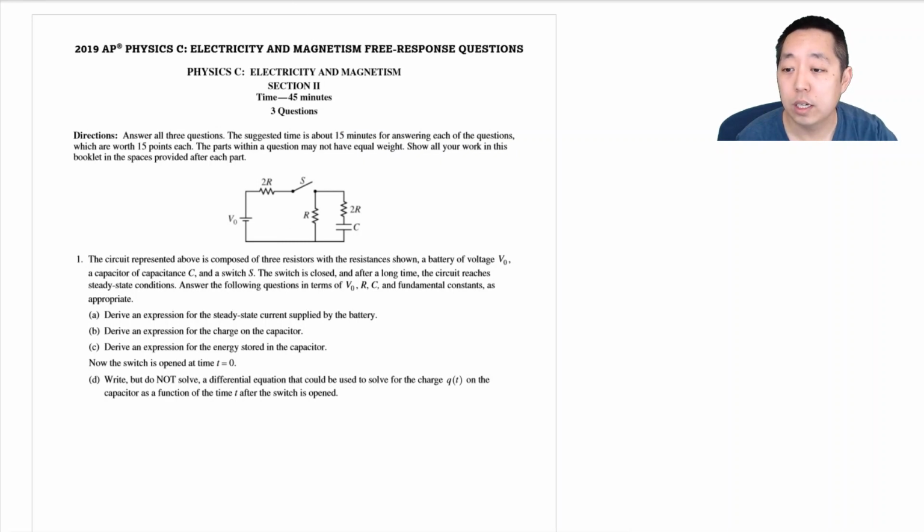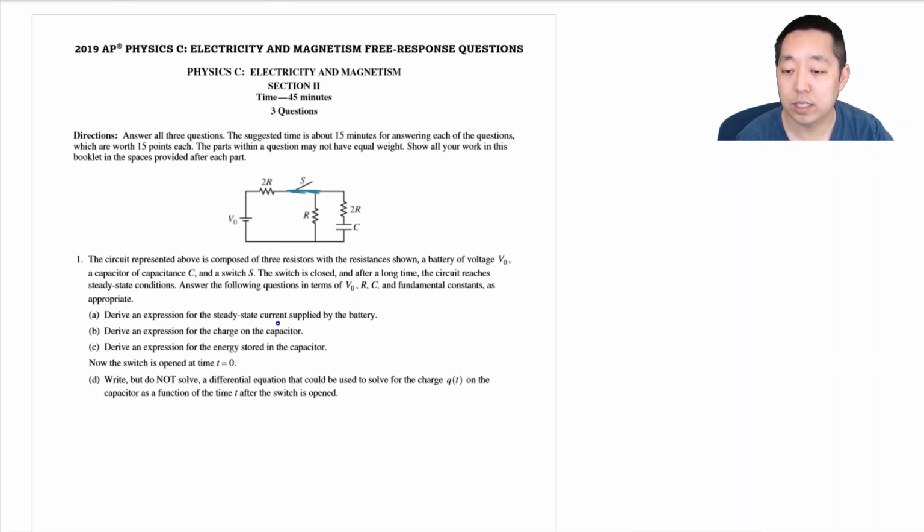So let's take a look. The circuit represented above is composed of 3 resistors, with resistance shown, a battery of voltage V0, a capacitor of capacitance C, and a switch S. The switch is closed, and after a long time, the circuit reaches steady state conditions. So I'm going to redraw it with the switch closed, in steady state. Answer the following questions in terms of V0, R, C, and fundamental constants as appropriate.